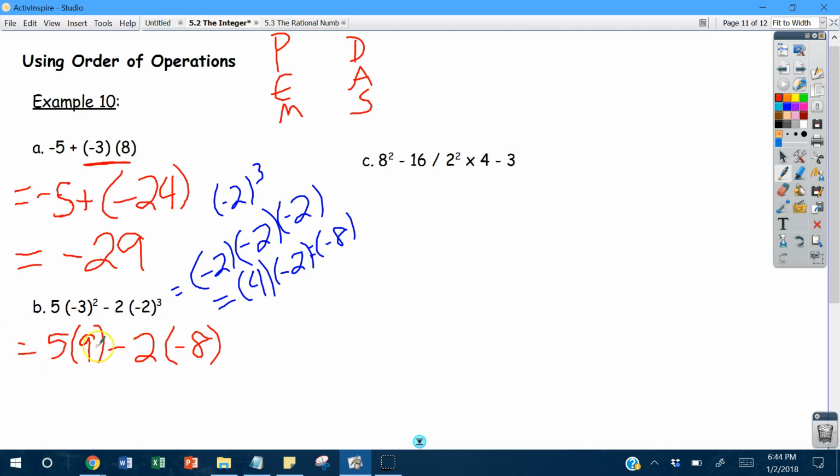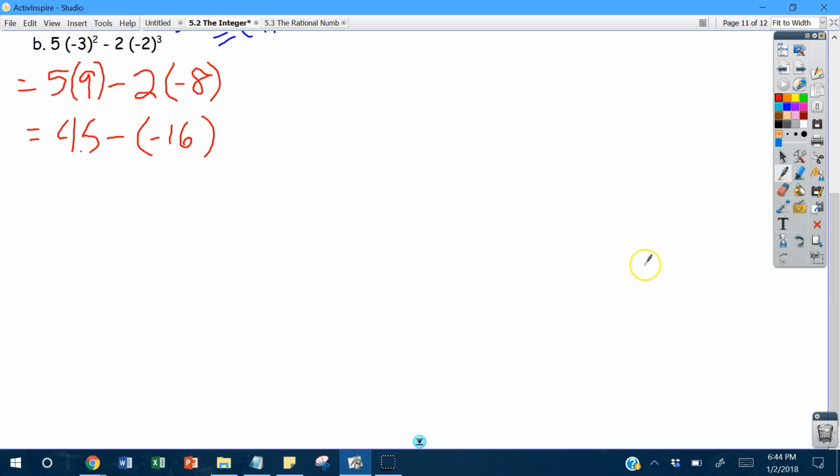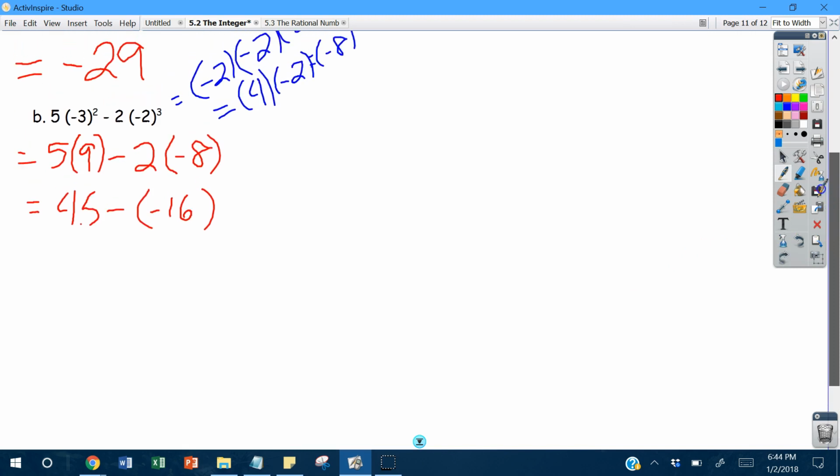Okay, so now I have a problem that has multiplication here, here, and I have subtraction here. I want to do subtraction last, so let's not touch that. We can do the multiplication. 5 times 9 is 45. Subtract. And then 2 times -8 is -16. So we'll do that. So now I have a problem where we subtract. So we'll do 45 minus -16. If you remember how we subtracted integers, we'll just change that to a plus positive 16. So 45 plus 16 will give me 61.